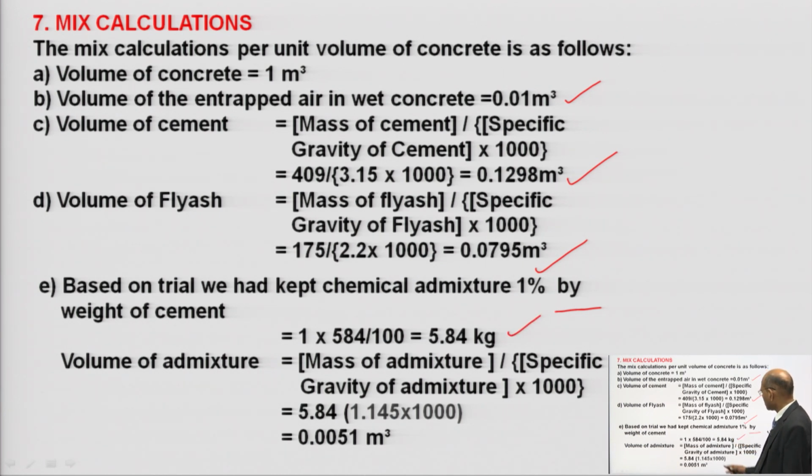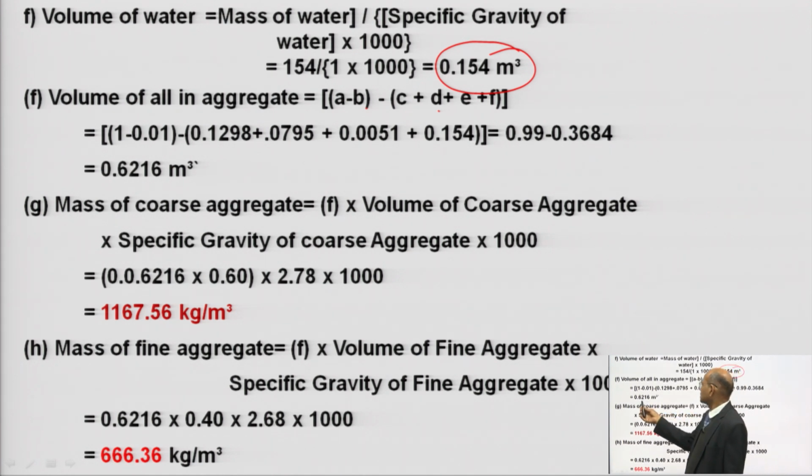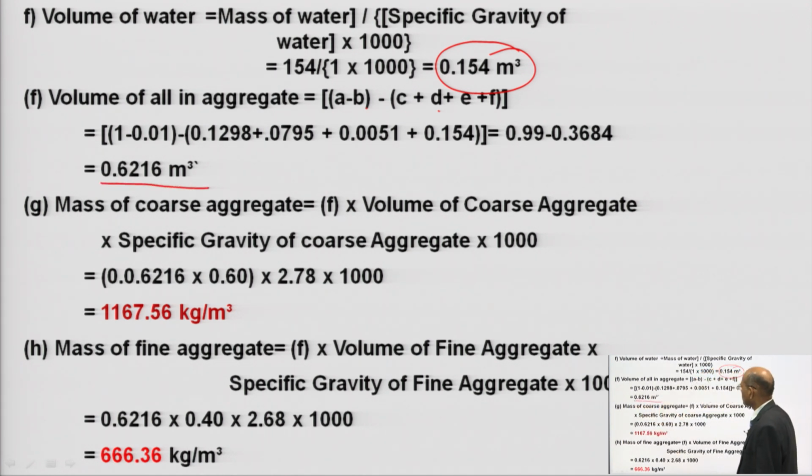Okay. So, volume of admixture will be nothing but mass of admixture divided by specific gravity divided by 1000, which will give you 0.0051 meter cube. Volume of water will be nothing but 154, that will become 0.154 meter cube. Similarly, volume of all-in aggregate will be 1 meter cube minus entrapped air, minus volume of cement, volume of fly ash, volume of admixture, and volume of water. So, you will get 0.6216 meter cube as the volume of all-in aggregate.